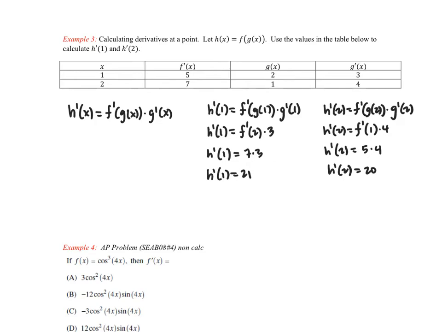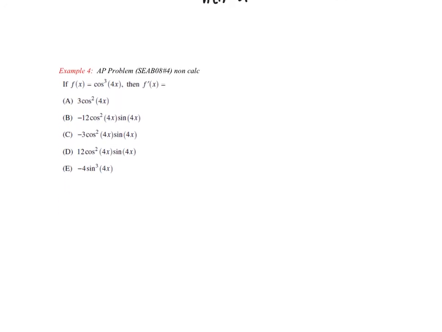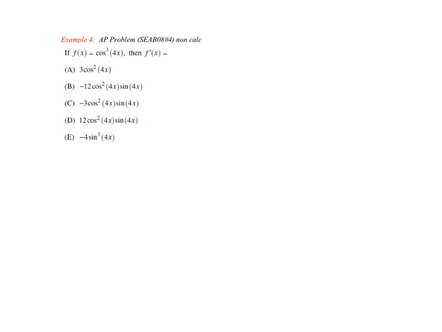Okay, let's continue on with an AP style question, non-calculator. F of x is cosine cubed 4x. Find f prime. Okay, so using the chain rule, I would get 3 cosine squared 4x times the derivative of cosine 4x, which is negative sine 4x times the derivative of 4x, which is 4. So if I clean that up, I get negative 12 cosine squared 4x sine of 4x. Yep, there it is. We get B.